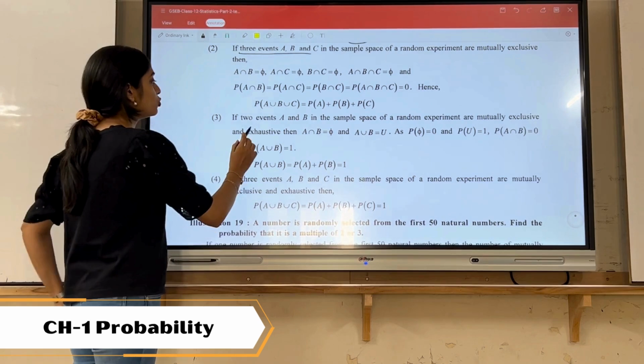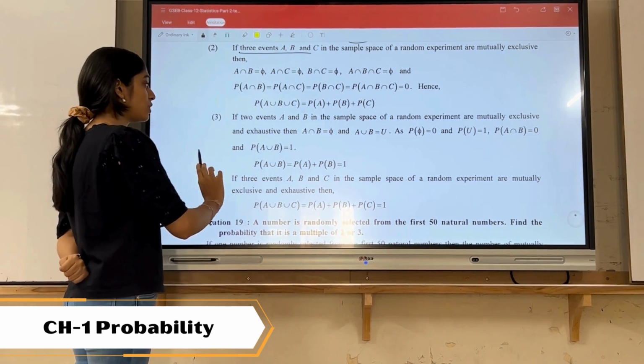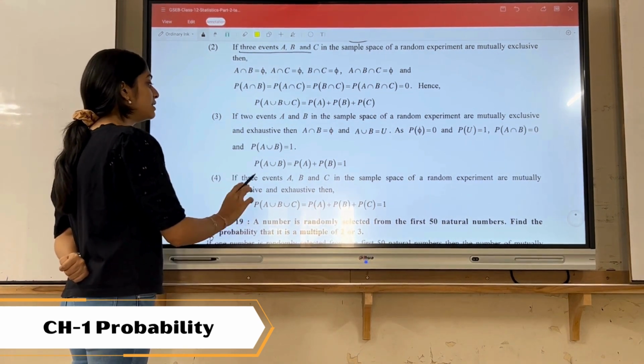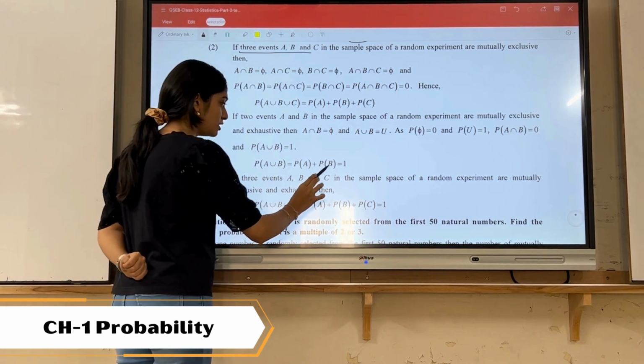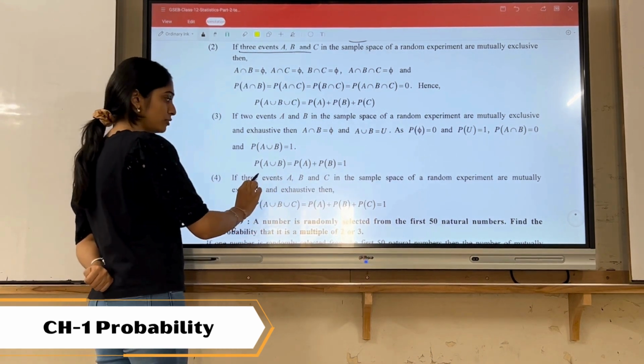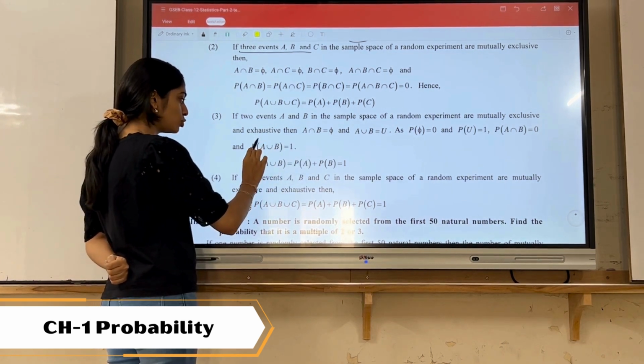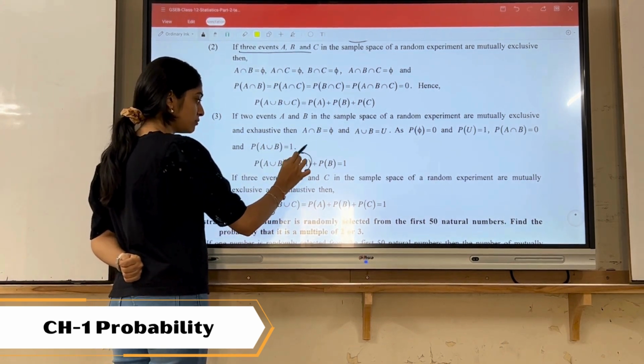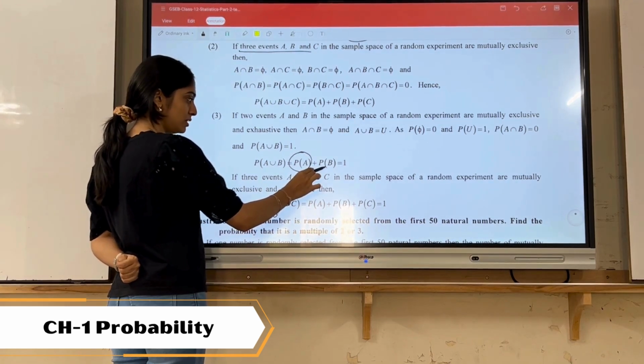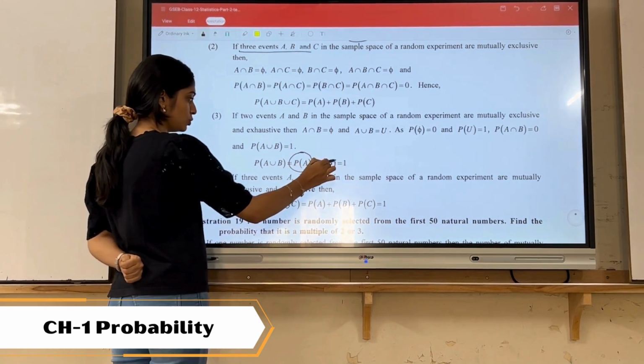Third, if two events are mutually exclusive as well as mutually exhaustive, at that time P of A plus P of B is always equal to 1. Now this is important for your 2 marker. It states that if events are mutually exclusive and exhaustive, and if the value of one event is given, then we can find the value of event B, because we know that P of A plus P of B is equal to 1.